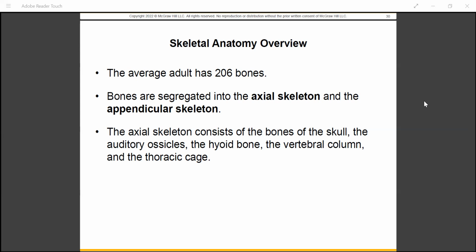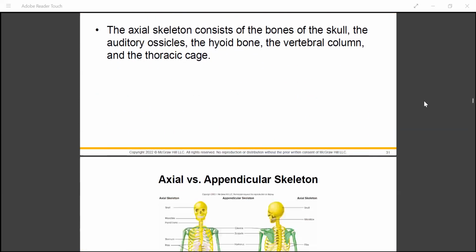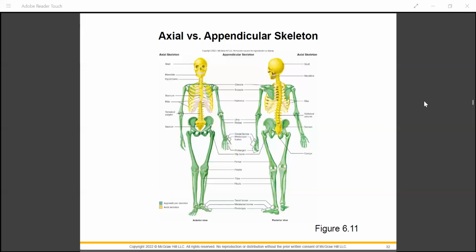So we break our skeleton into two primary segments. We have our axial skeleton, which is down the center. That's going to be our skull, our facial bones, the bones in our ear, our hyoid, the vertebral column, and our thoracic cage. That's the axial skeleton. And then everything else is the appendicular skeleton. Everything that you see in yellow here is part of the axial skeleton. Everything you see in green is the appendicular skeleton.